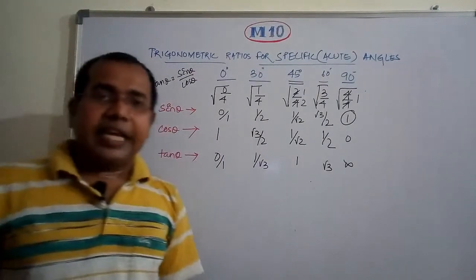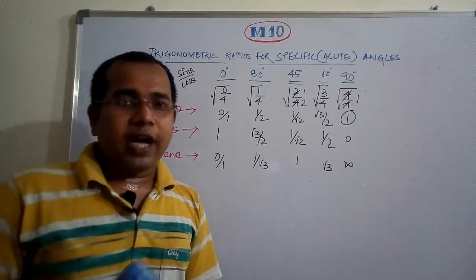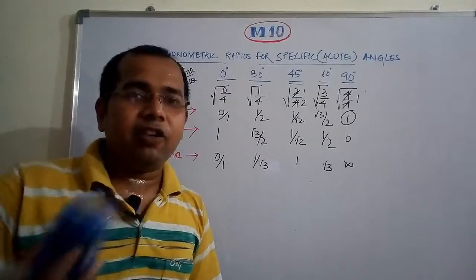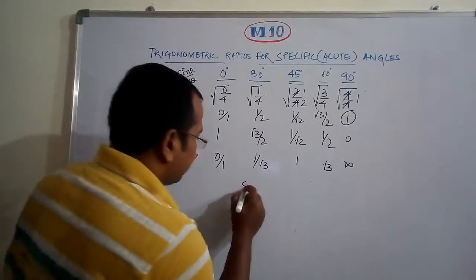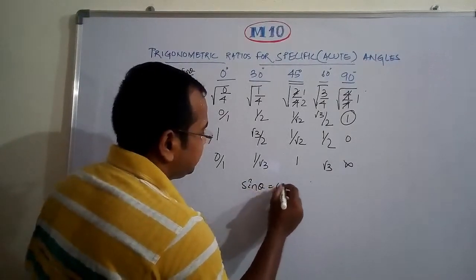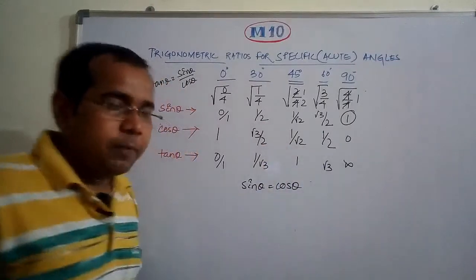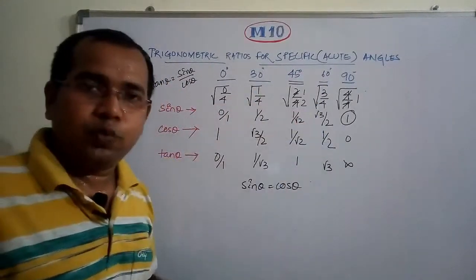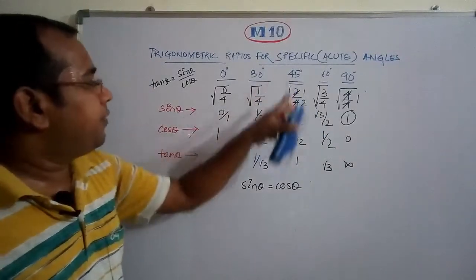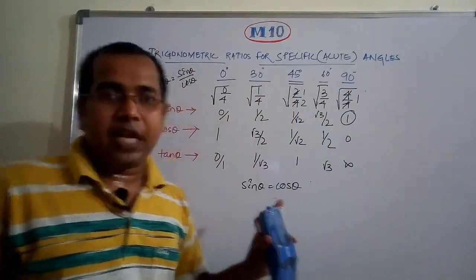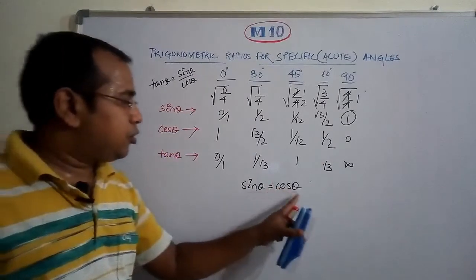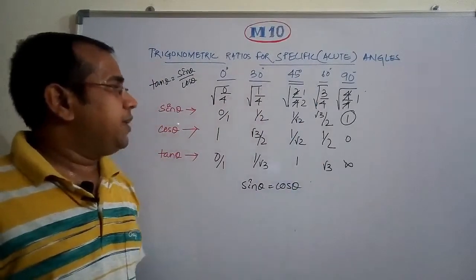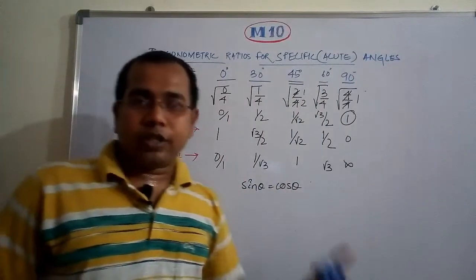Now, if someone asks you, is it possible for any value of theta that sine theta will be equal to cos theta? Let us see the table. In this table, sine 45 equals 1 by root 2. Cos 45 is also 1 by root 2. So sine theta is equal to cos theta. Yes, for theta equal to 45 degrees, sine theta equals cos theta.